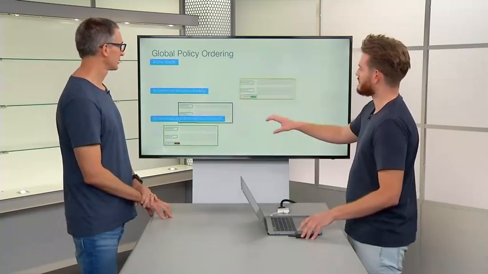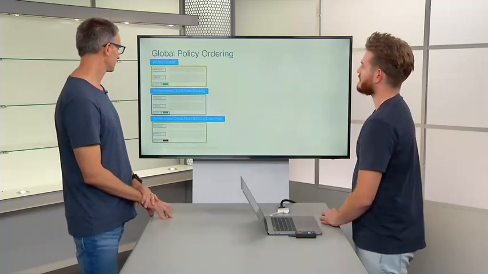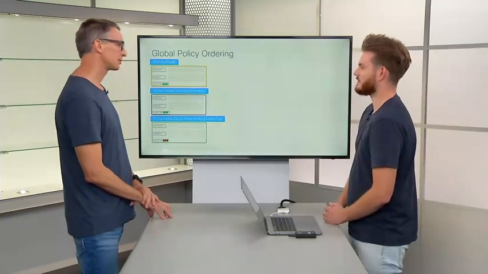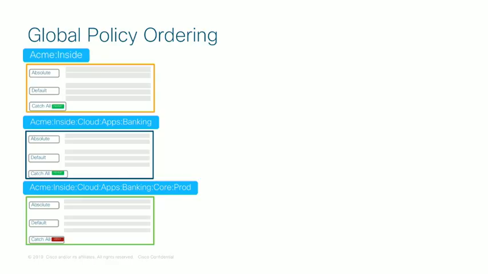So if we take these three workspaces and apply them into our global policy ordering, again, there is a second set of ordered policies. We know that they go from top to bottom, from the least specific policies at the top of the tree right down to the most specific policies at that individual leaf level.